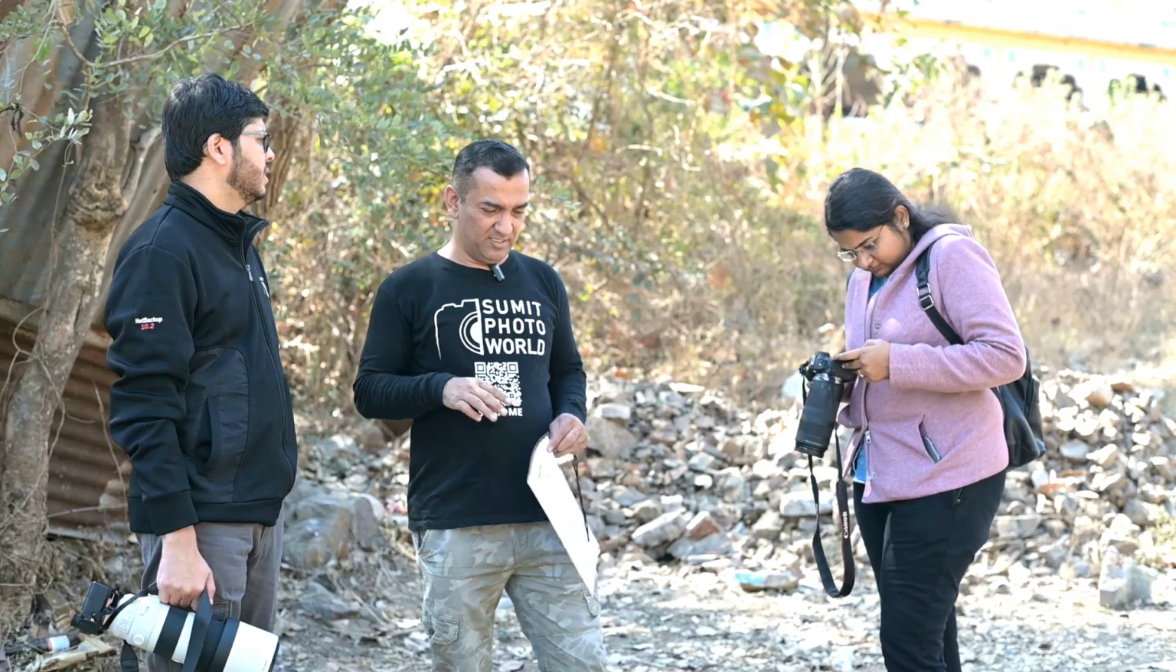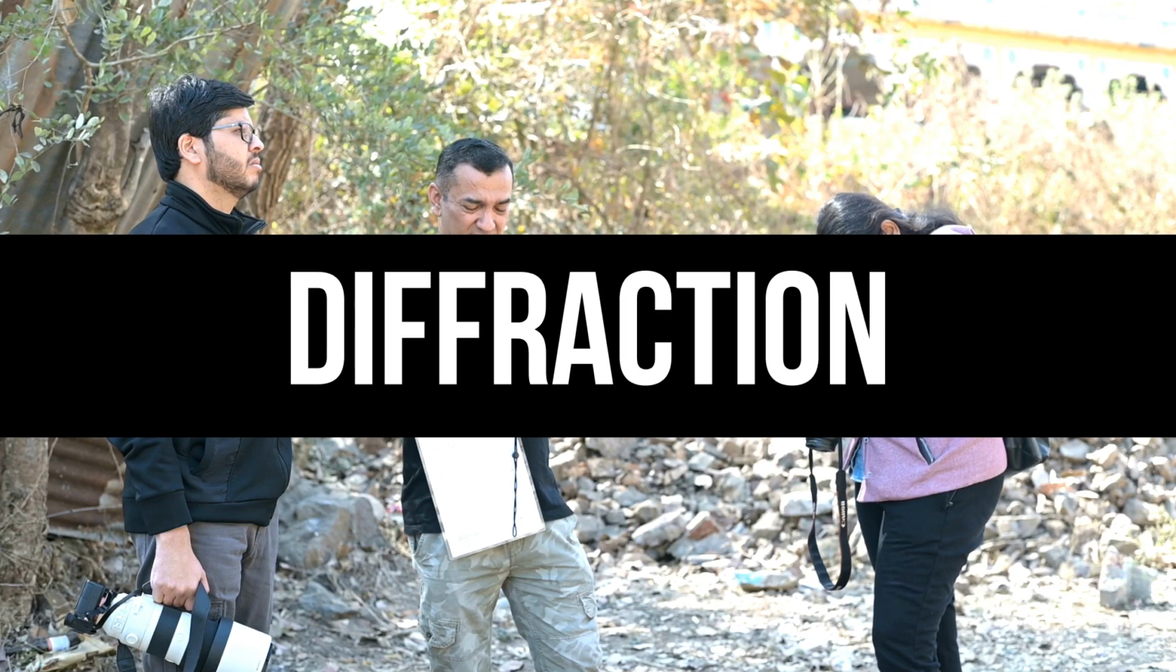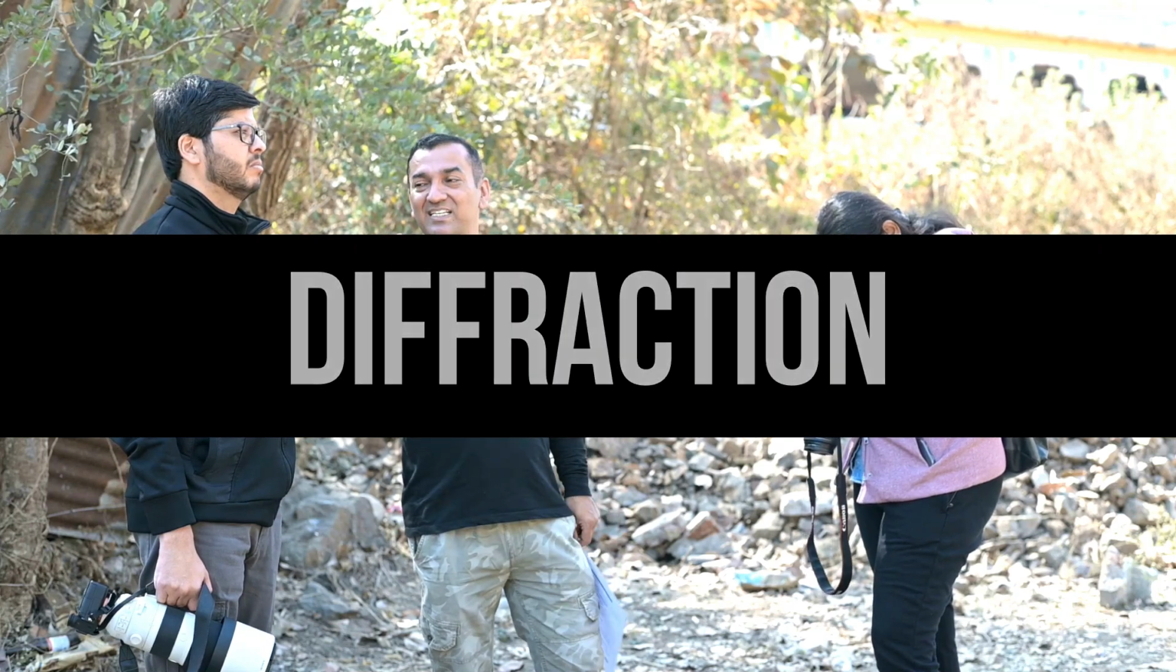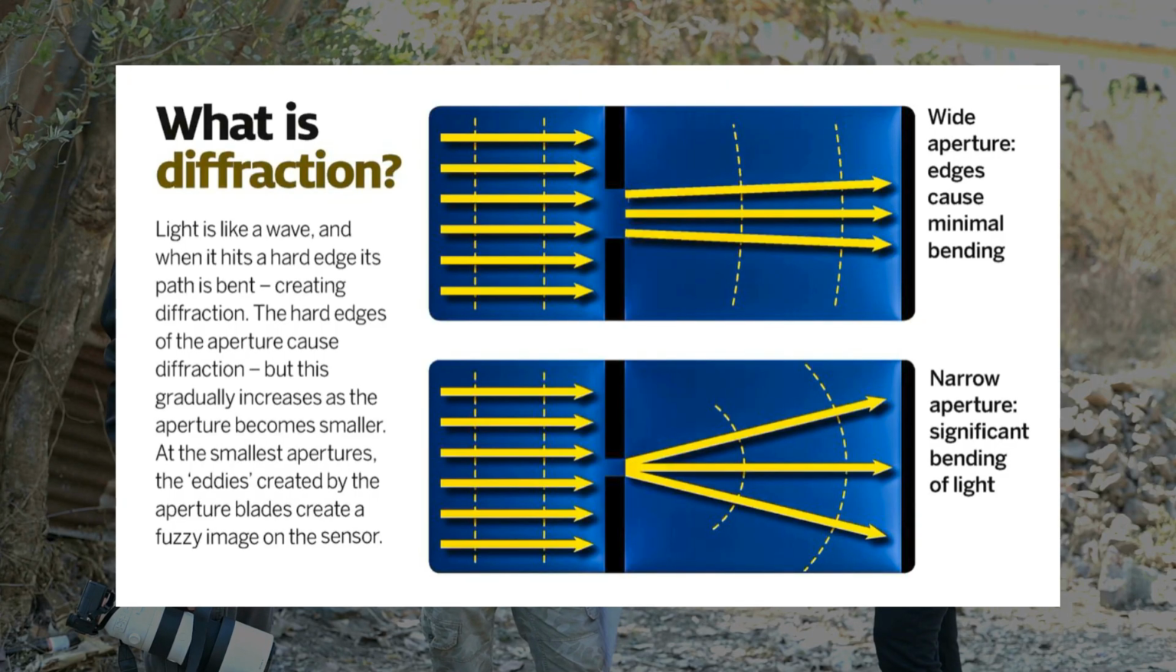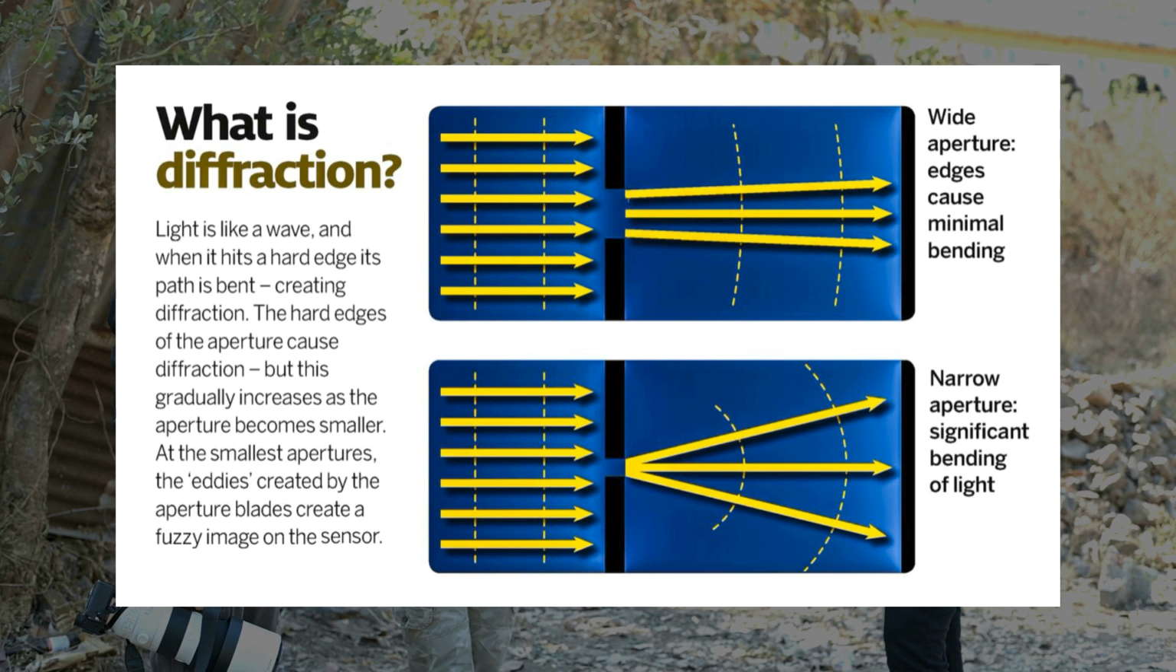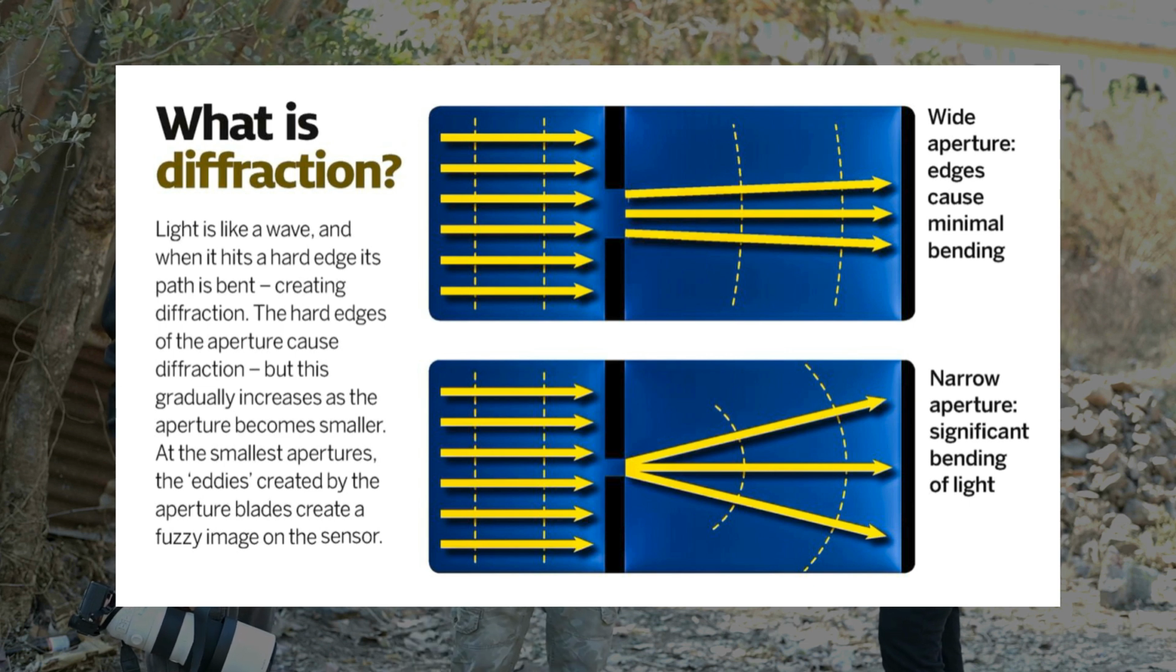That day I was not having a good breakfast, so I just forgot the term diffraction. Diffraction is a very big phenomenon in photography which occurs when light waves bend and interfere with each other, and it causes a loss of sharpness. It's an optical effect that limits the resolution of a photograph.